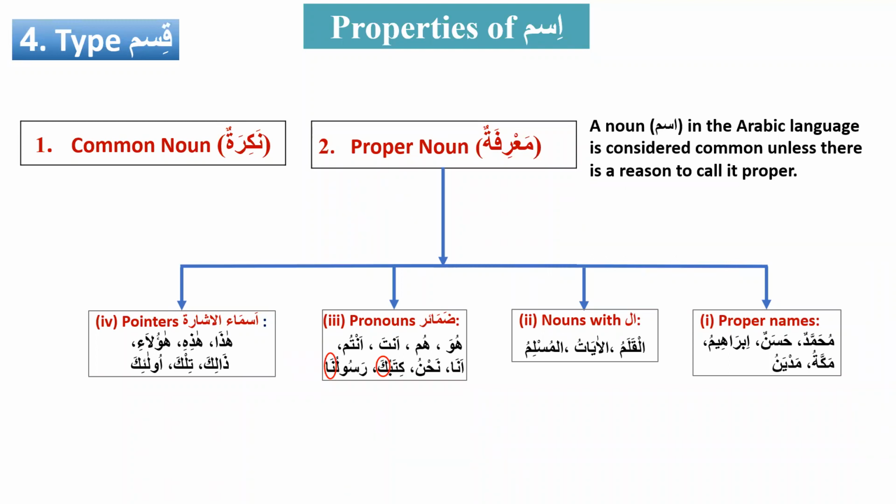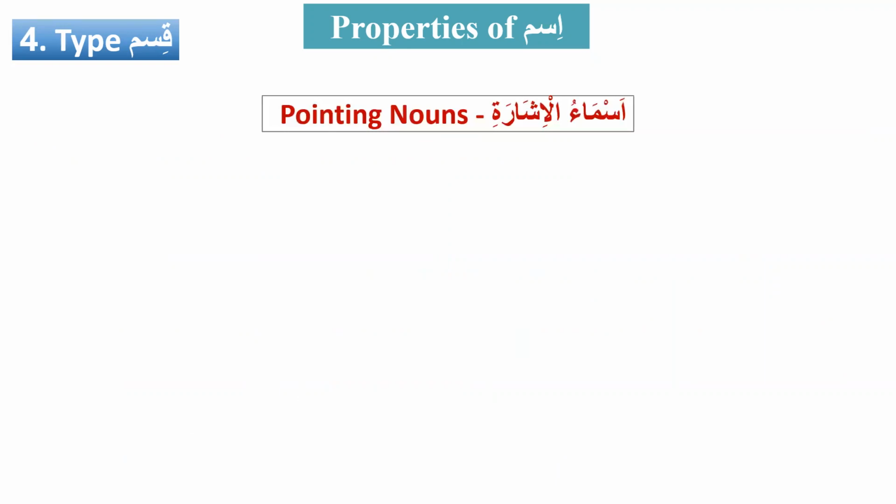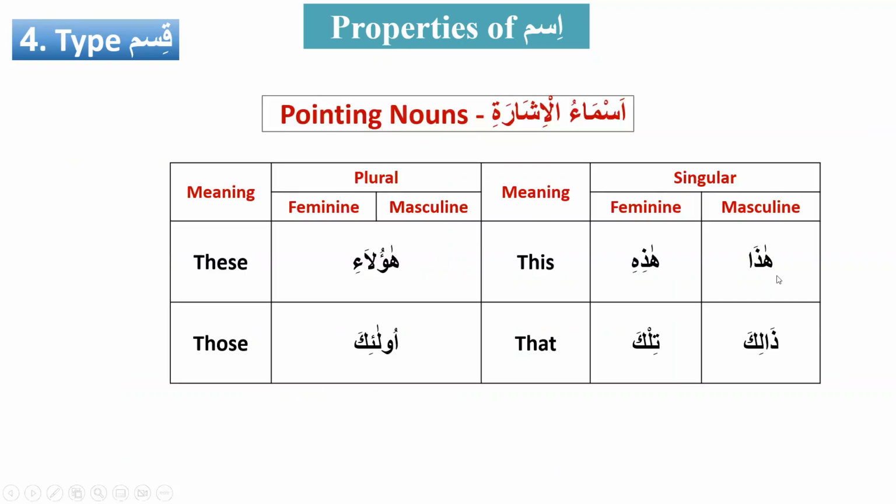So when you see a noun or an ism, it is not a proper name of a place or a person, there is no al with it, it is not a pronoun, it is not an ismul ishara, then what is it? Is it a common noun or a proper noun? When you don't see any indication of a proper noun, you call it a common noun. That's how you decide. Simple as that. Okay. I just wanted to share with you, you already know this. Just memorize these six words: haza, hazihi, haulai, zalika, tilka, and ulaika.